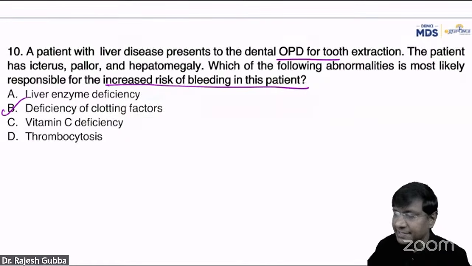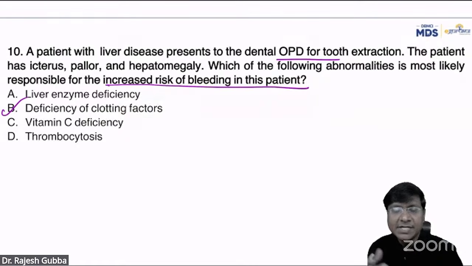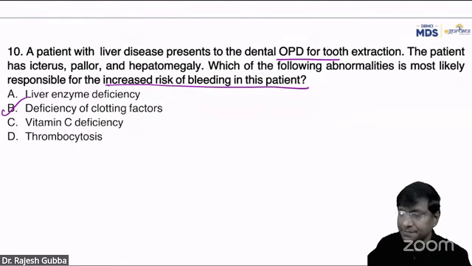Right. So the answer here is deficiency of the clotting factors. See, the liver is the one which will synthesize most of the coagulation factors 2, 5, 7, 9, 10, as well as 11. And if there is liver dysfunction, there will be a decrease in the synthesis of the coagulation factors. Now, why not other options? You take the first option, that is liver enzyme deficiency. Enzyme deficiency will reflect the hepatic injury, but that does not tell you about the bleeding mechanism.